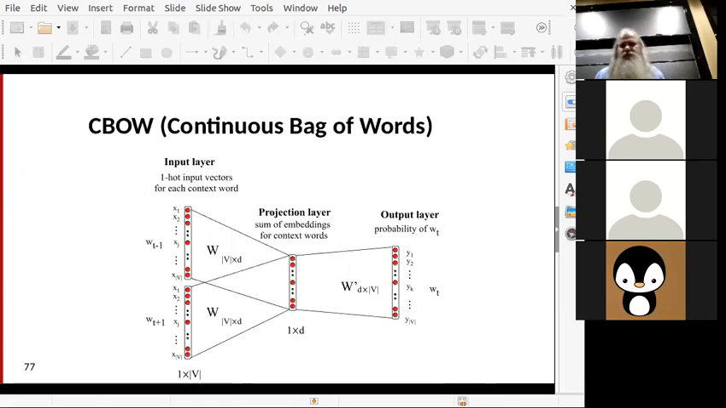Continuous bag of words is very similar to skipgram, but instead of trying to predict the context, given the context, can we predict the word? So we just inverted it around the other way, and we end up with representations that represent the context of everything rather than what the words are.